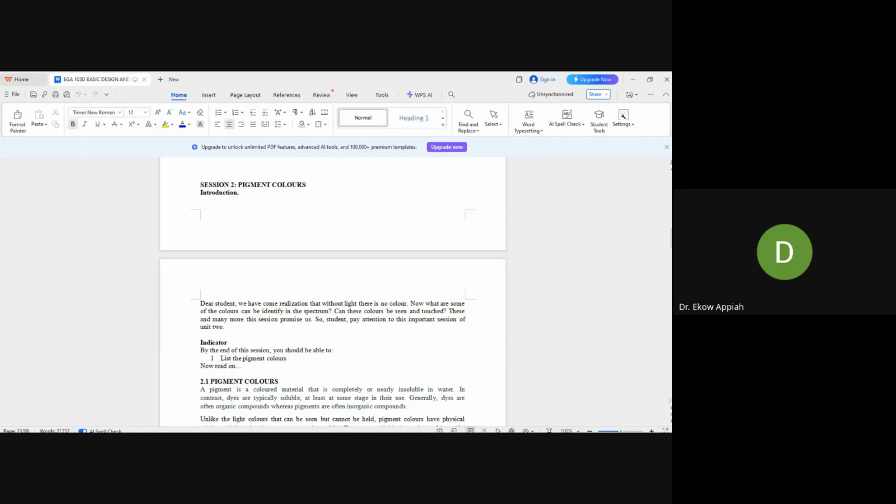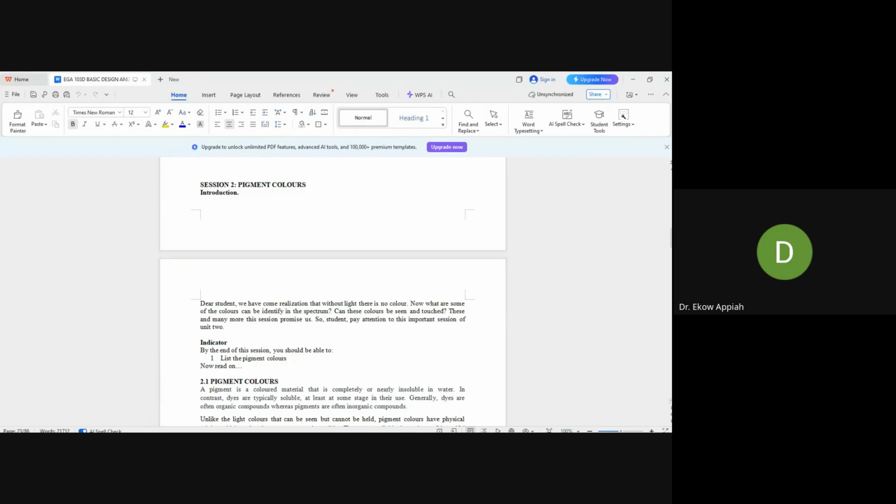These colors, we can only identify them, but we cannot touch them, neither can we hold them. We can only see the beam of light reflecting on an object, but we cannot hold on to it. And for that matter, as artists, we will not be able to use these colors to design. So what we should go for is the pigment colors. I hope it is clear.